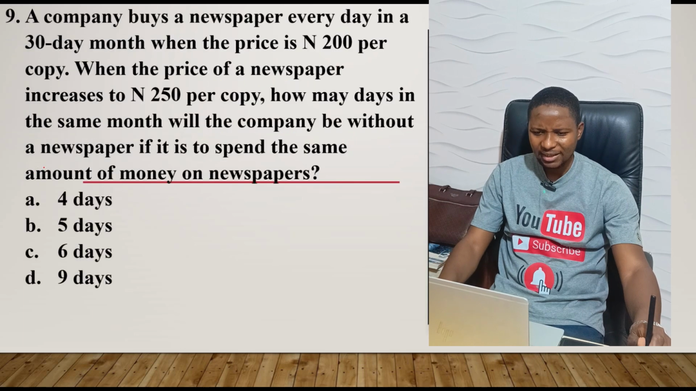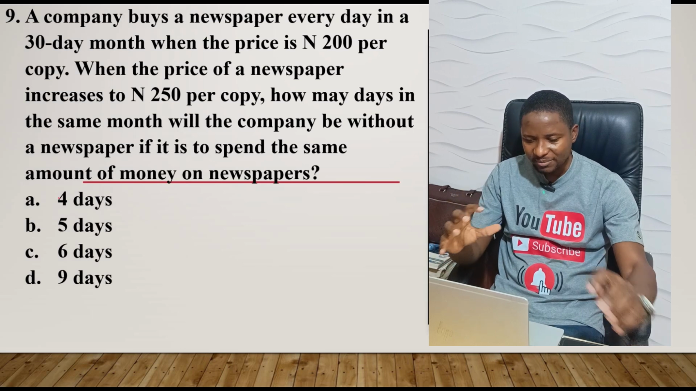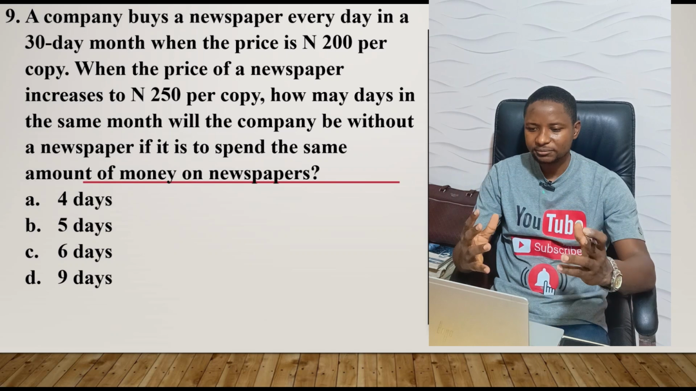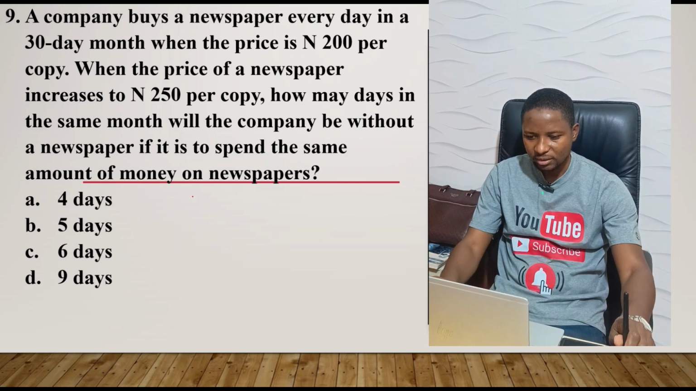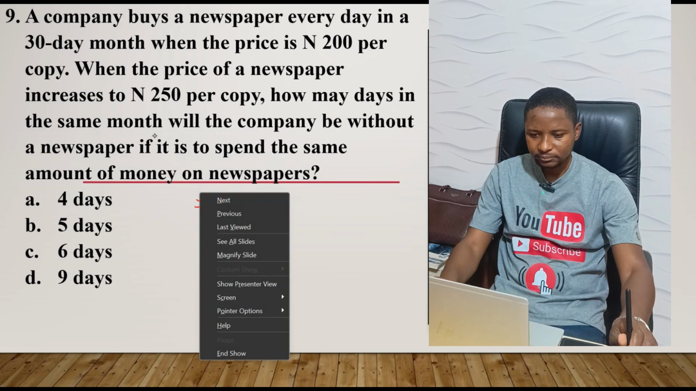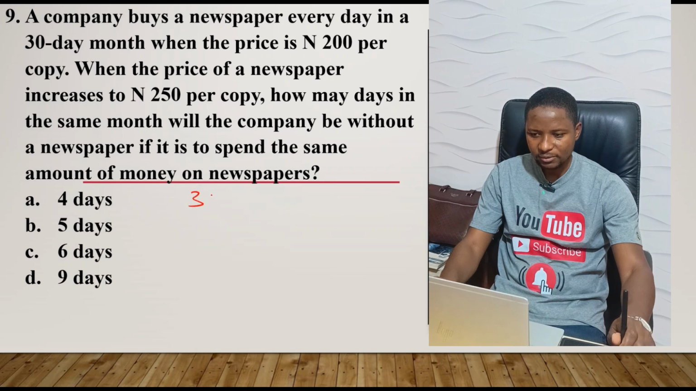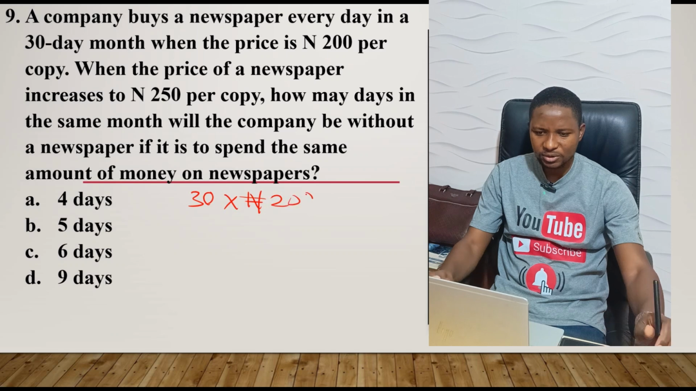Moving on to question 9. A company buys a newspaper every day in a 30-day month when the price was 200 per copy. That means what the company is spending for a month when the price was 200 will be 30 times 200. Let's note that. So we're done with the first statement.